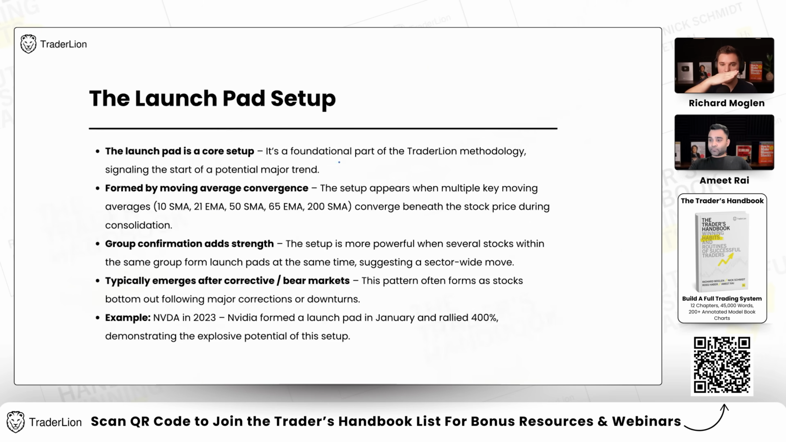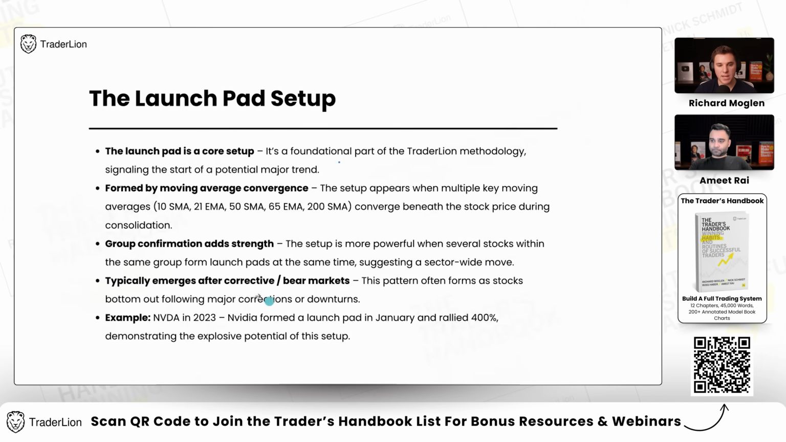It then starts to move up the right-hand side. All the moving averages have converged together and then expand upward as the stock breaks higher and begins that strong trend. Group confirmation adds strength. The setup is most powerful when several stocks within the same group form launchpads at the same time, suggesting a sector-wide, group-wide move. This is what I was just talking about here.